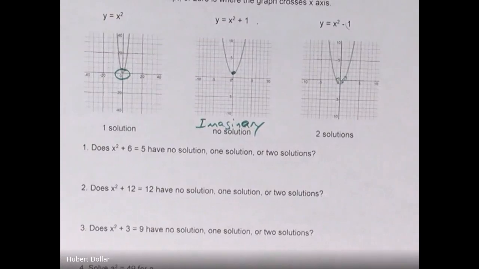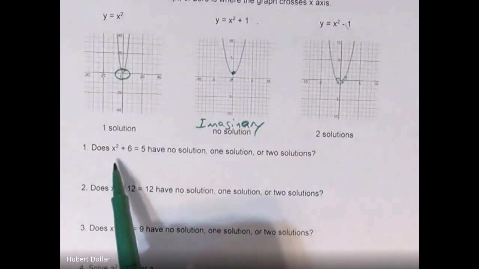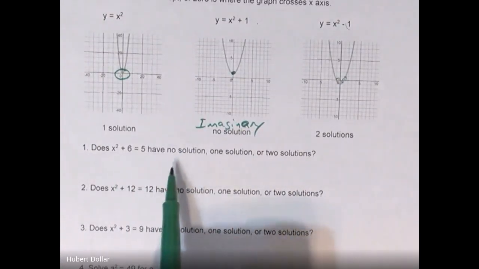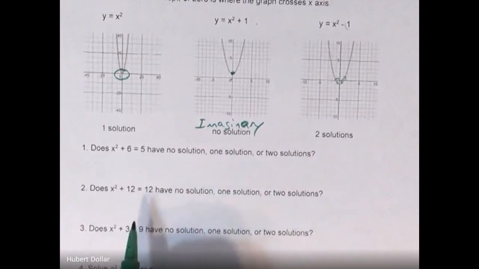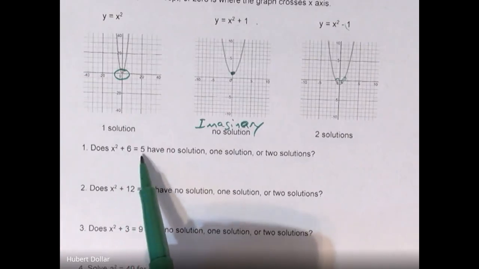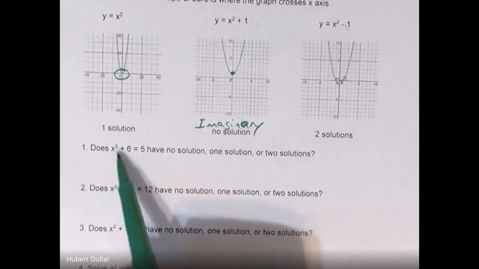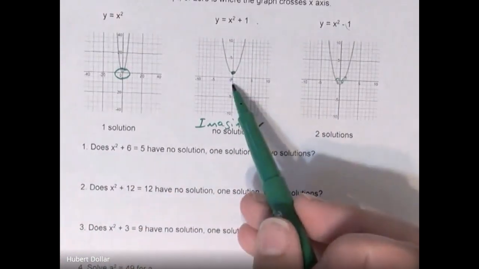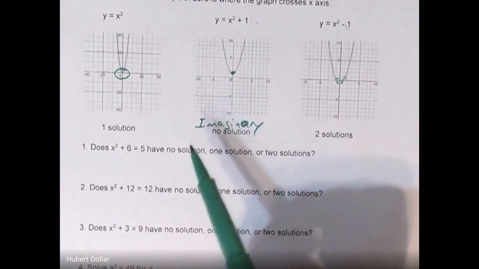Now, a question that you might be asked is, does x squared plus 6 equal 5 have no solution, 1 solution, or 2 solutions? Well, you could go and graph, because there's a 5 over here. We could bring it to the left, and that'd be x squared plus 1, and so we're looking at this graph here, which means this one has no solution.